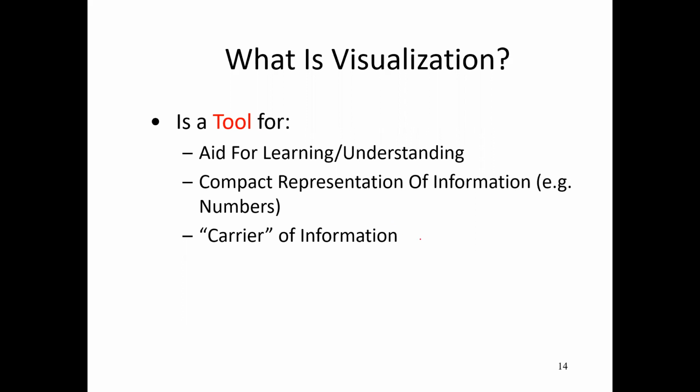And the compact representation of information, right? If you have a large amount of information, then again this will be a kind of tool. And also it is a kind of carrier of information. For example, weather forecasting, right? It's a kind of information, and it's actually conveyed not just verbally but also with visual aids, right? So the visual aids help people perceive or convey the information more effectively, right?